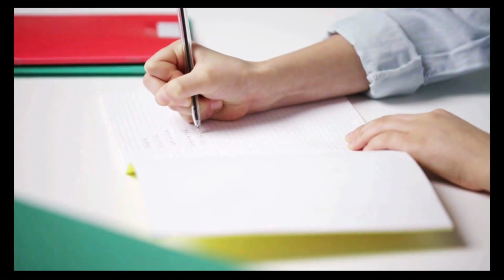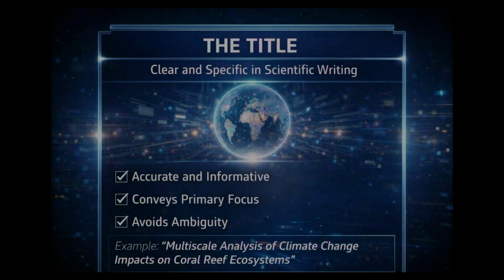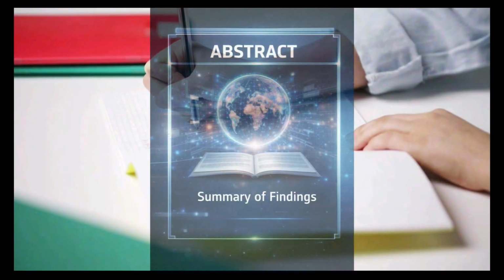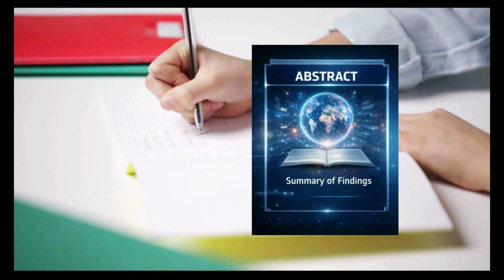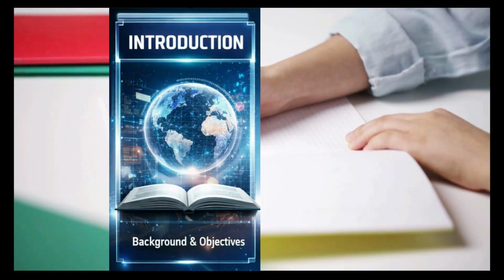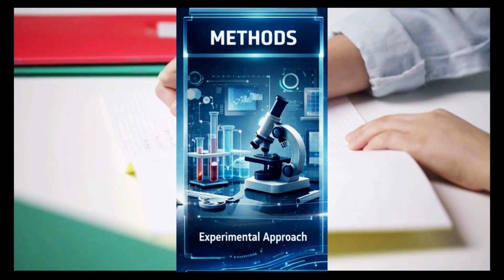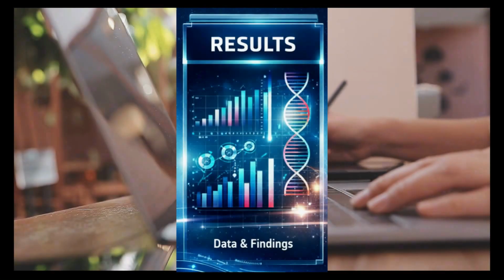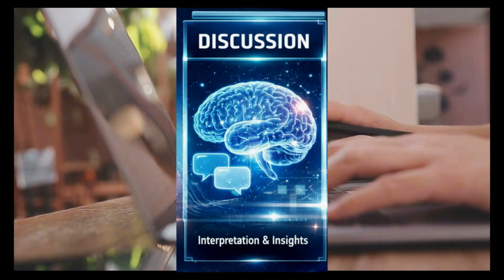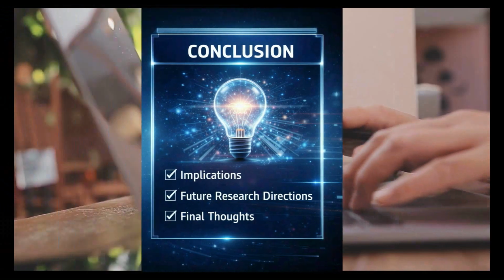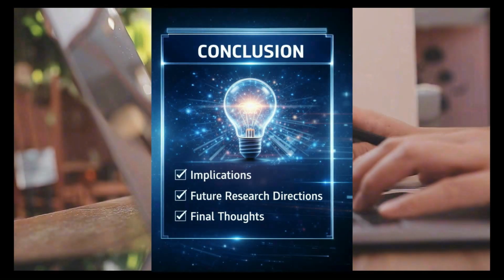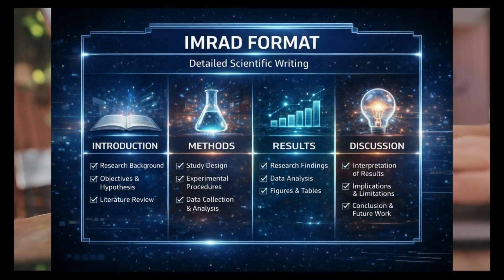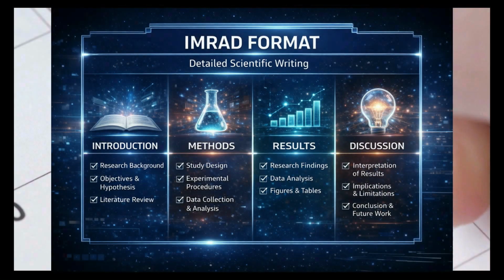Step 6: Writing the manuscript. Follow this structure. Title: clear and specific. Abstract: summary of the entire study. Introduction: background and research gap. Methods: detailed procedures. Results: findings only. Discussion: interpretation and comparison. Conclusion: final takeaway and future scope. Write clearly and professionally. In short, it can also be called IMRD format.